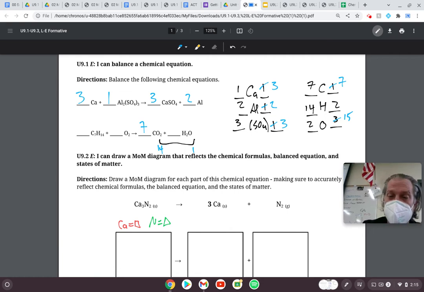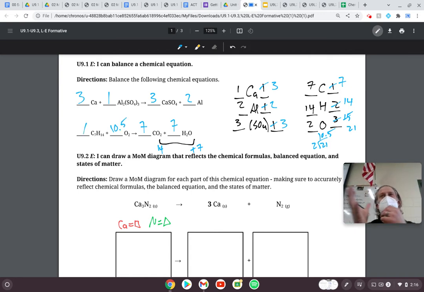I'm going to start balancing my hydrogens. I have 14 hydrogens on my reactant side. I need 14 hydrogens on my product side. I'm going to put a coefficient of 2 there, which will give me 14. Now that second 7 is going to give me 7 oxygens in the water, plus the 14 oxygens in the carbon dioxide, the CO2. I believe that adds up to what? 21 oxygens. So to balance this, I'm going to divide 21 by 2 and get 10.5 and put that here and put a 1 there.